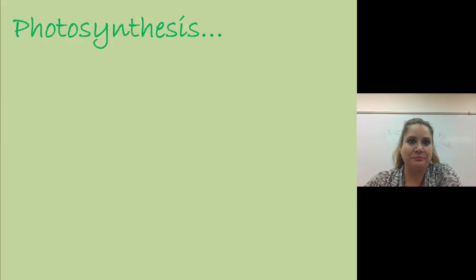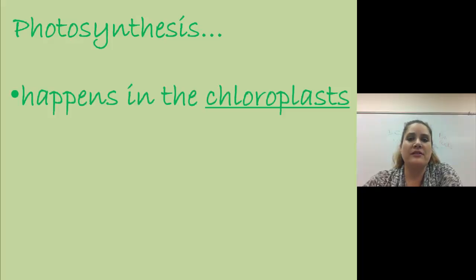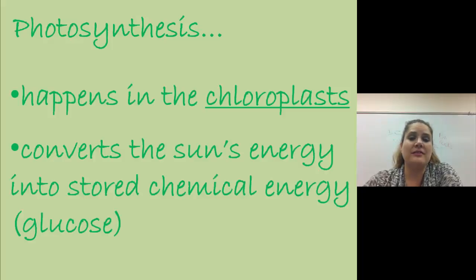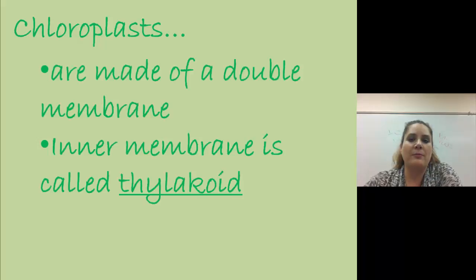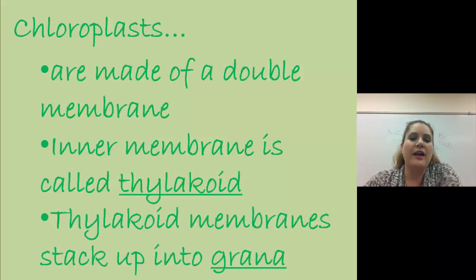If you don't know anything else about photosynthesis by the time we're done with this, you need to know that. Remember that photosynthesis happens in the chloroplasts, and what it does is it converts the sun's energy into stored chemical energy in the form of glucose. Chloroplasts, remember, are made of a double membrane, and then even inside that inner membrane is a membrane called the thylakoid. And that thylakoid stacks up into these little stacks called the grana.